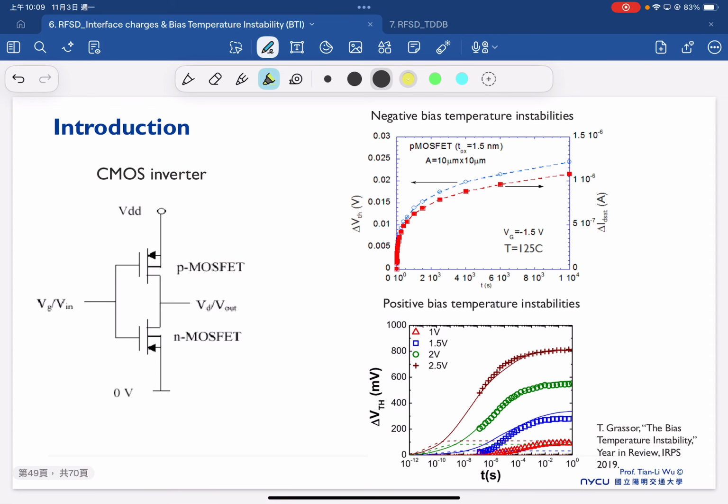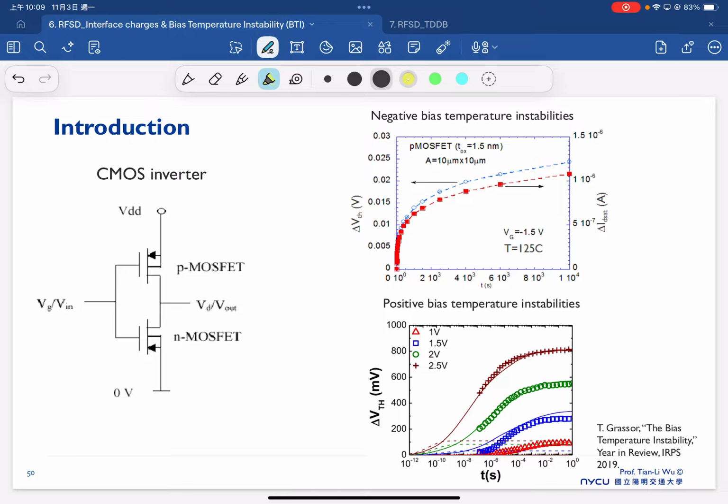Okay, so that is a part related to the interface charge, interface state density. But now we will move to a more generalized issue, which is to evaluate the overall influence coming from the interface charge, or even the different trapping in the dielectric. And here we would like to introduce these kinds of issues.